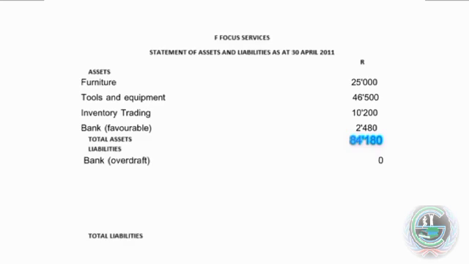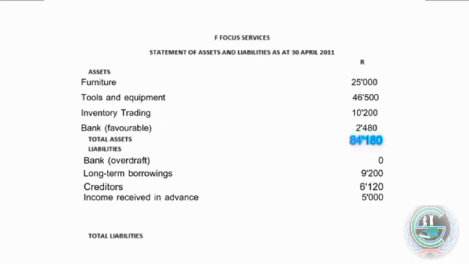Let's start with the bank overdraft. And as you can see, for this year, there is none. So moving on. Next we have long-term borrowings to the value of 9,200 Rand. Next we have creditors to the value of 6,120 Rand. Next we have income received in advance to the value of 5,000 Rand. And lastly we have accrued expenses to the value of 1,300 Rand. Let's total up our liabilities. And if you add everything together, that'll give us a total of 21,620 Rand.